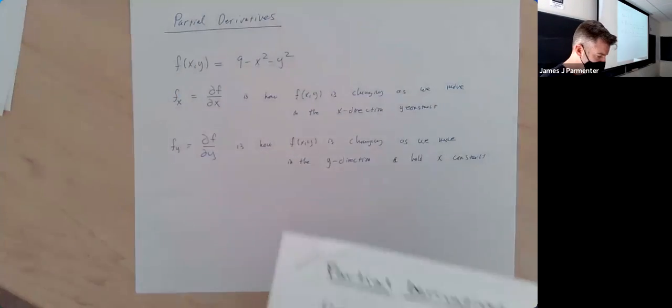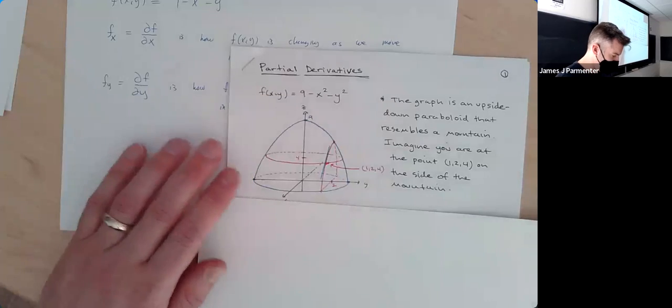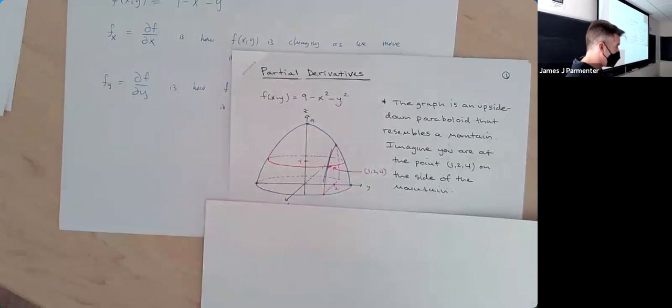So here is the picture of this shape. 9 minus x squared minus y squared is what's known as a paraboloid. It's like a three-dimensional parabola, right?